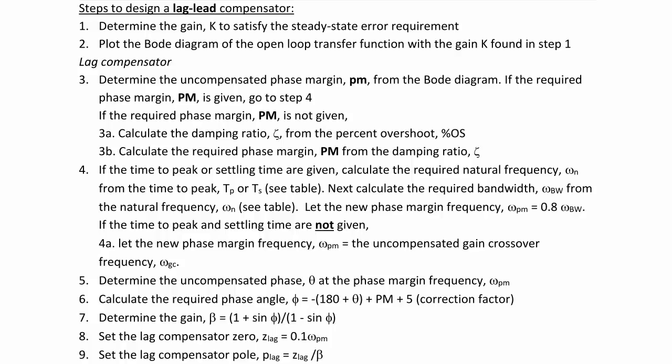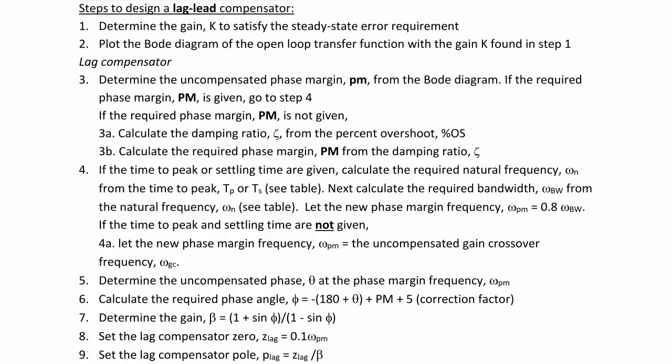If the time to peak or settling time are given, calculate the natural frequency omega n from the time to peak or the settling time. See the table above for the formulas to do this. Next, calculate the required bandwidth from the natural frequency. See the table to do this as well. Or let the new phase margin frequency omega sub pm equal 0.8 times the frequency bandwidth. If the time to peak and settling time are not given, let the new phase margin frequency omega sub pm equal the uncompensated gain crossover frequency omega gc.